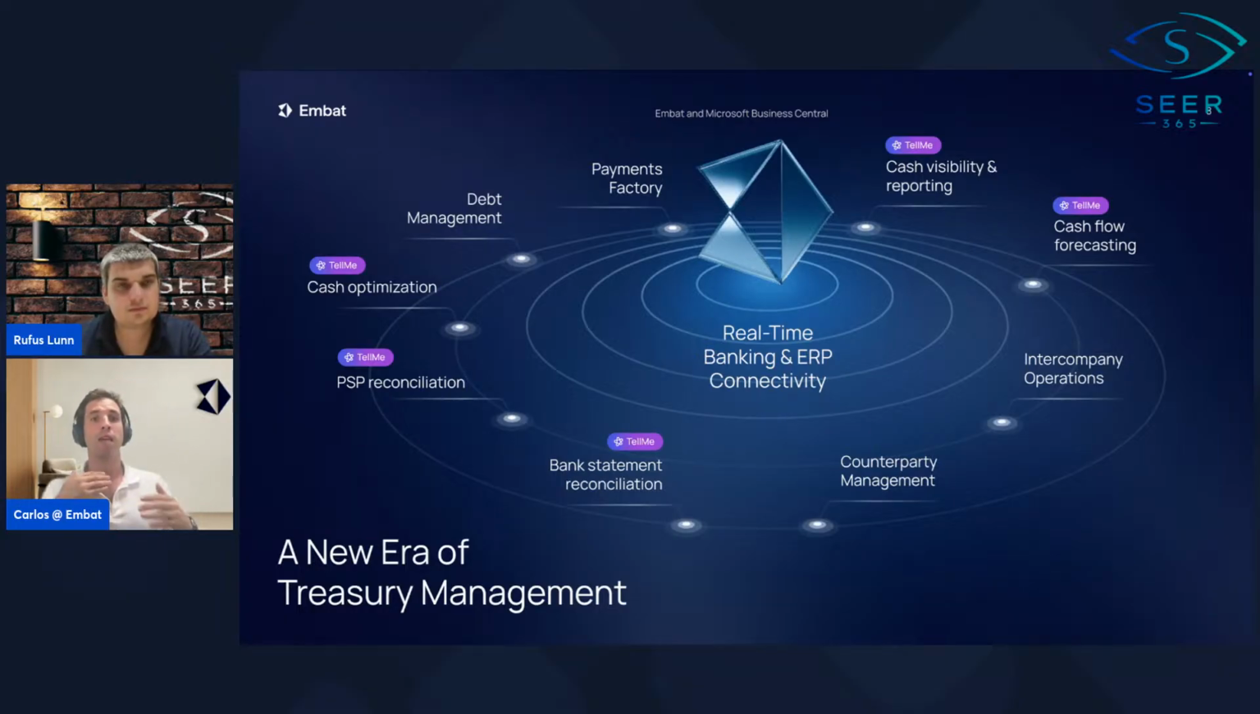And again, it is a system that continuously learns from the behavior of the customer to make that percentage of automation continue to increase over time.